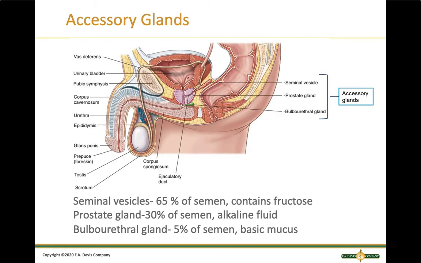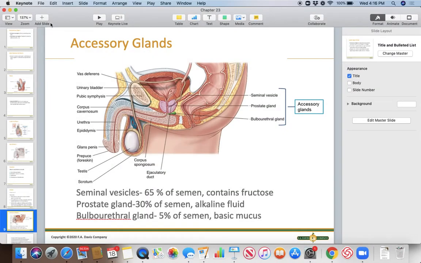Alright, next some of the accessory glands. So seminal vesicles, located right here. There's one on each side. They produce 65% of the semen fluid. Their fluid contains fructose, which will nourish the sperm. There's one prostate gland. The urethra runs through it. It produces 30% of the volume of semen.